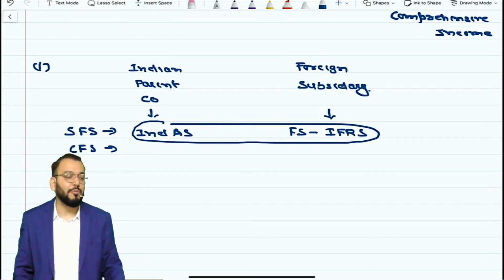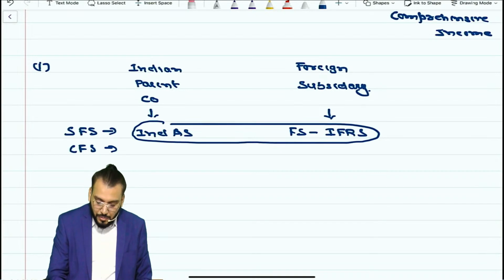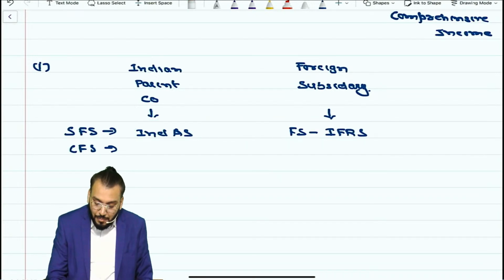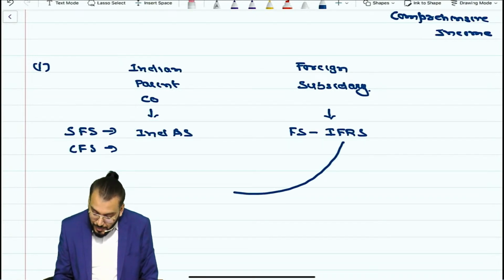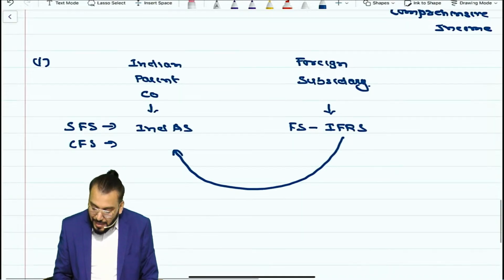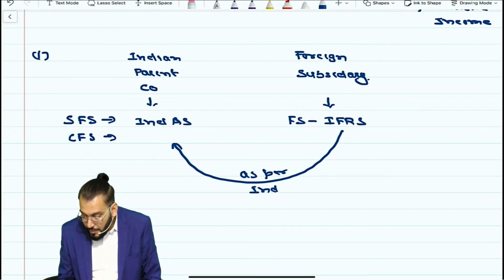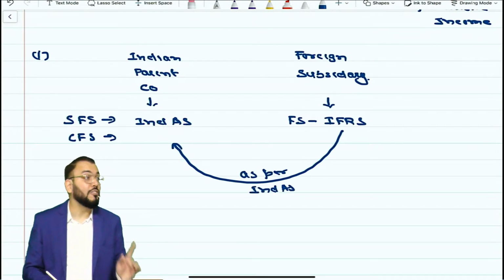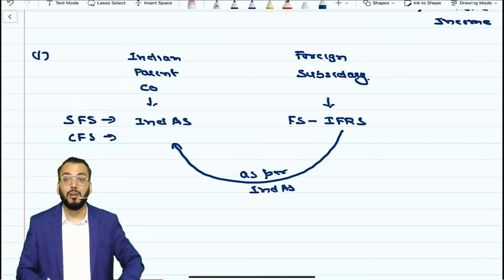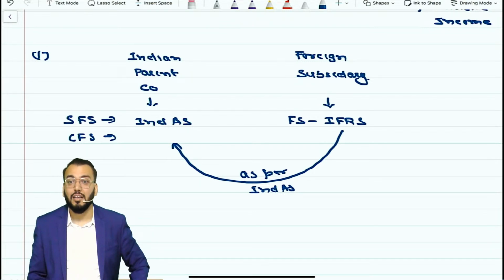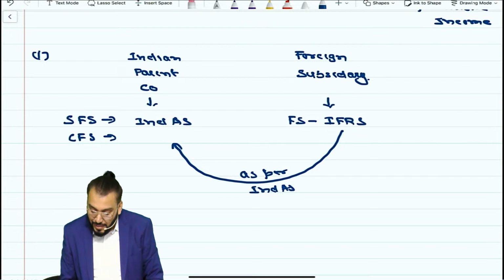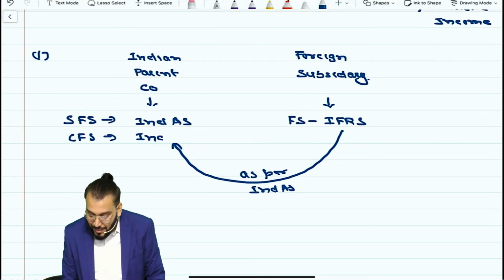So in this case, what will we do? This foreign company will provide information to the Indian parent company as per Ind AS, only for consolidation purpose. Understood? Then the CFS will be prepared based on Ind AS.